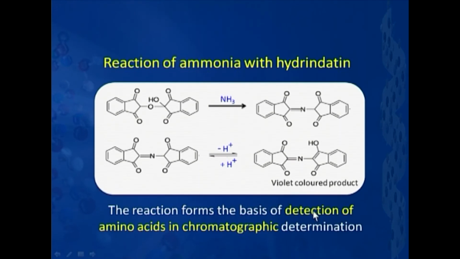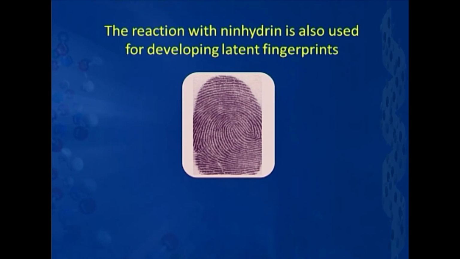Most importantly, we use it for detection of amino acids in any kind of chromatographic separation, whether it is paper chromatography, column chromatography, or any other kind of chromatography. We use ninhydrin as a means of identifying amino acids present there, because this is a very characteristic and useful reaction of amino acids. This reaction is so useful that it can even be used for developing latent fingerprints. This is one of the most commonly used reagents to develop latent fingerprints.